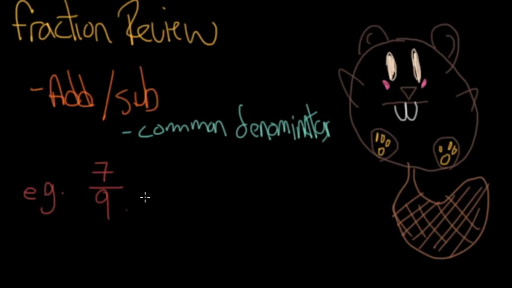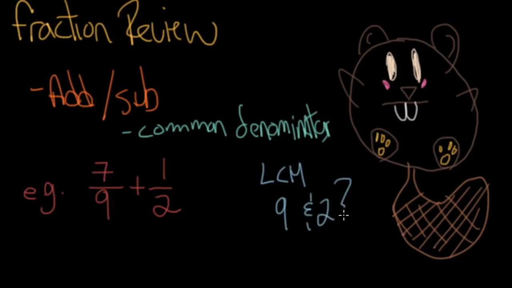Let's do 7/9 plus a half. So 7/9 plus a half. This is how I like to write it. You want to think of what is the LCM of 9 and 2. The quick and dirty way for kids is just to multiply. So just multiply 9 times 2. Of course, you're going to get 18.